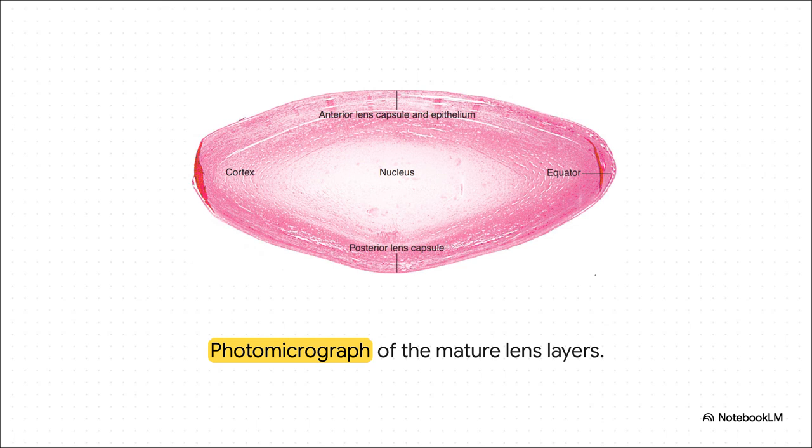lifetime of fibers. The oldest, most densely packed fibers, they get pushed right into the center to make up the nucleus. Meanwhile, the newer fibers form the cortex right beneath the epithelium. Note how the distinction between the cortex and nucleus isn't some sharp, distinct line. It's a gradual, ill-defined transition. It's essentially a biological gradient of age.